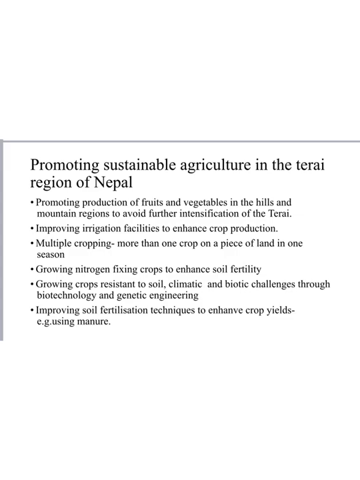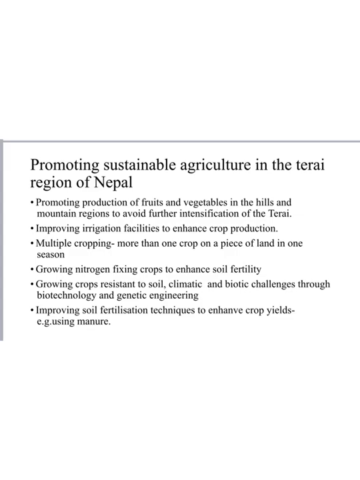Due to the relative flatness of the Terai region, it's the only hospitable land where farms can generally take place in Nepal. So it's a really key thing that the country promotes sustainable agriculture in this region. What they do is they promote production of fruits and vegetables in the hills and mountain regions to avoid further intensification of the Terai. They have improved irrigation facilities to enhance crop production. They have multiple cropping, more than one crop on a piece of land in one season. They have growing nitrogen fixing crops to enhance soil fertility.